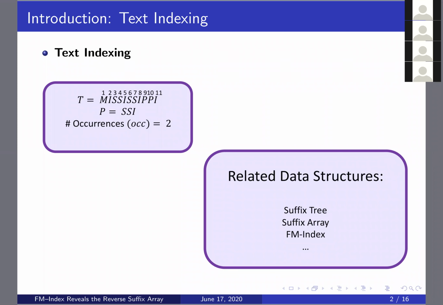We have a pattern, and what we would like to do is find all occurrences of a queried pattern on a target text. To make this fast, we have indices, and the basic data structures we use are the suffix trees, suffix arrays, and finally the Burrows-Wheeler transform and the FM index.